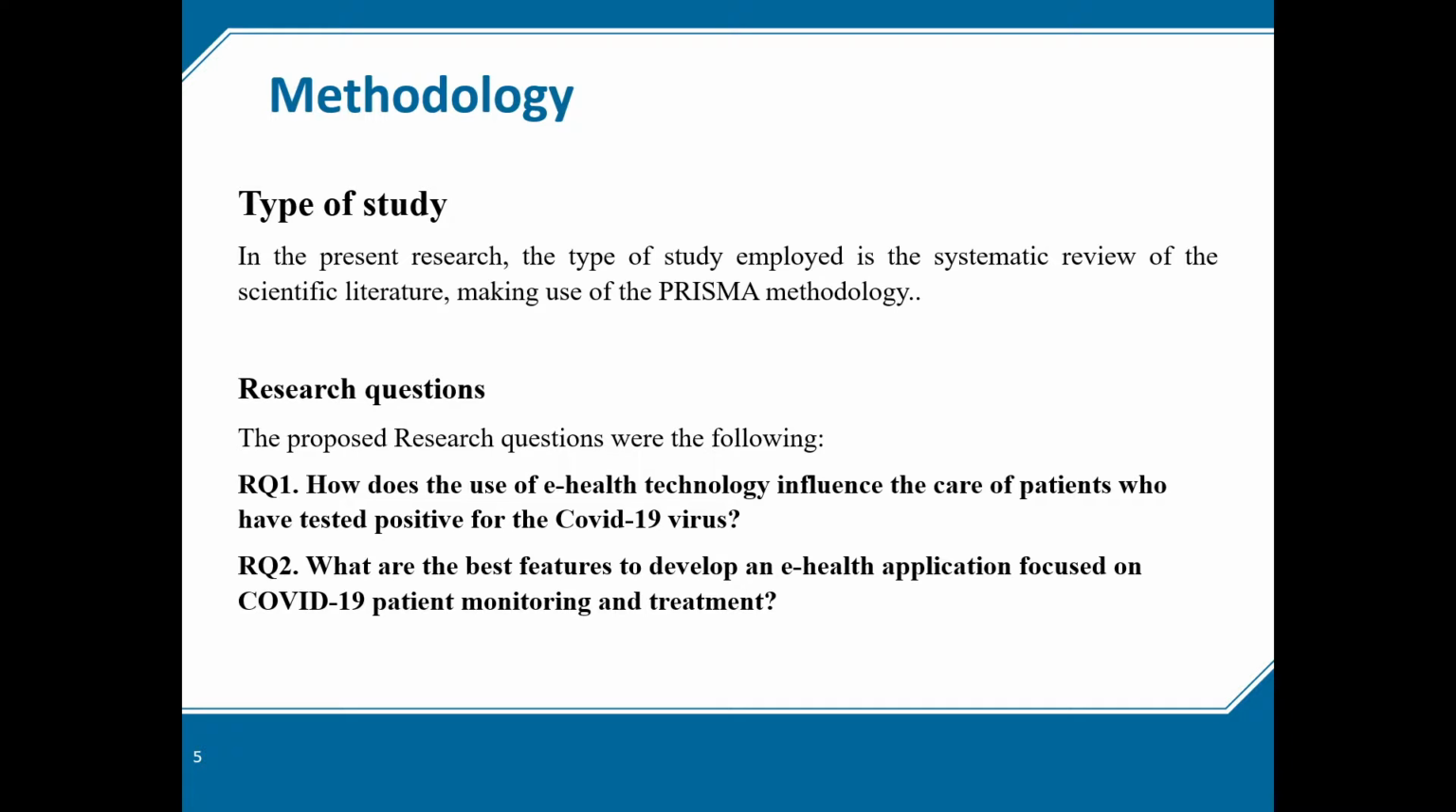The first part concerns the type of study conducted, for which a systematic review of the scientific literature was used, making use of the PRISMA methodology, for which two research questions were posed. The search strategy and the study selection criteria were defined. The research questions posed are as follows.